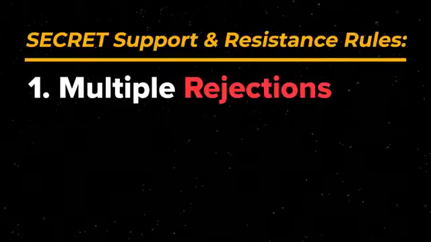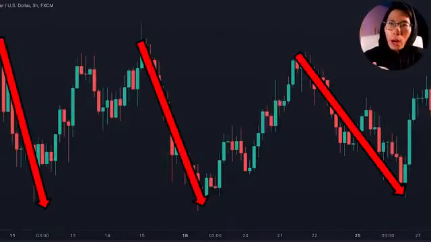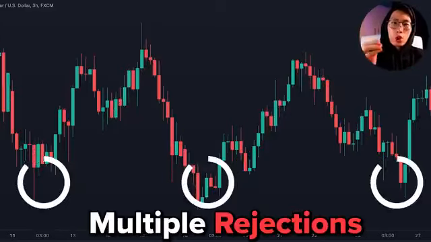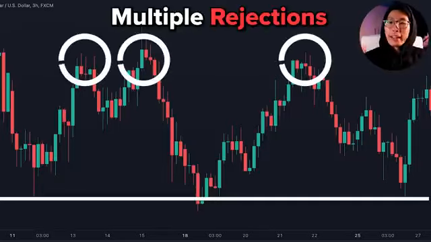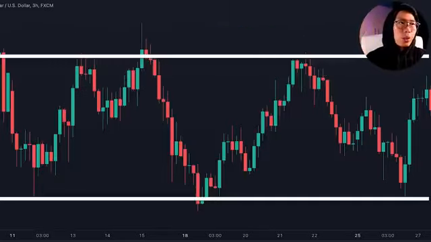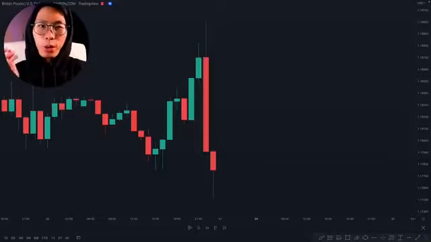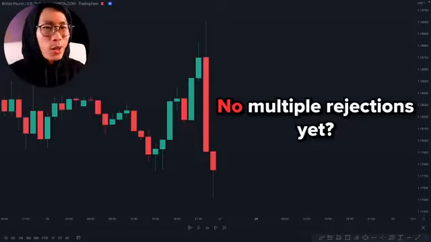The first rule is multiple rejections. You can see in this example, price went down to this level 3 times before reversing back up, showing us multiple rejections. So we can draw a support level right here. Next, every time price went up to this level, it always rejects this level and reverses. So we can draw another resistance level right here. Now you might be wondering, what if the chart looks like this when there are no multiple rejections yet? Glad you asked. Which brings us to the next rule.